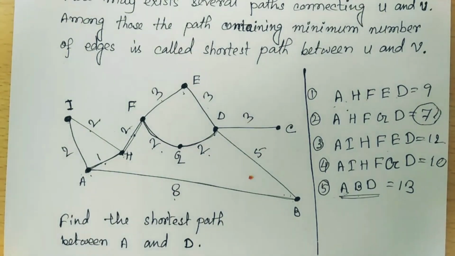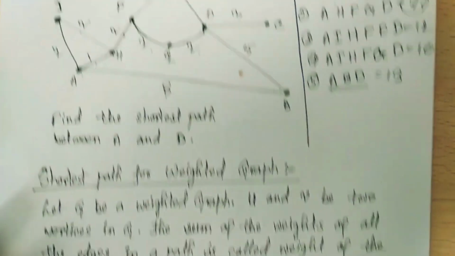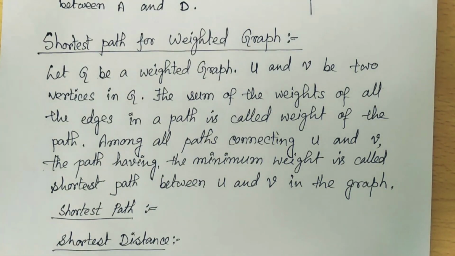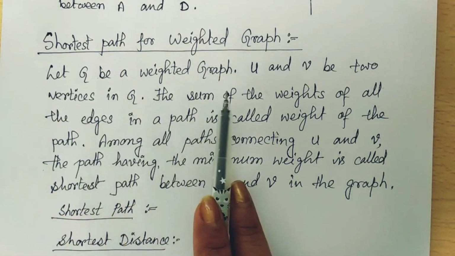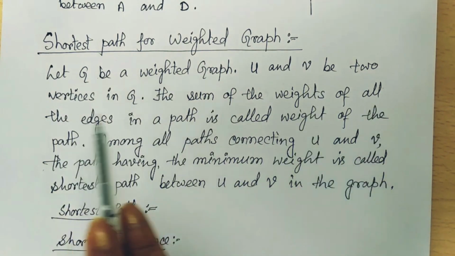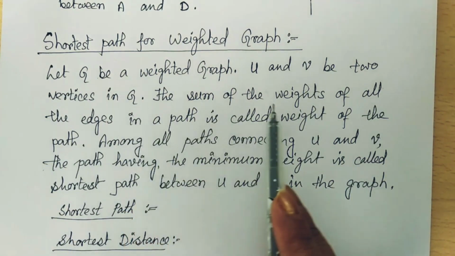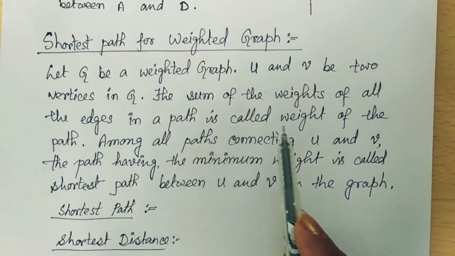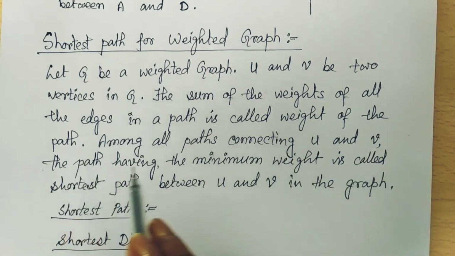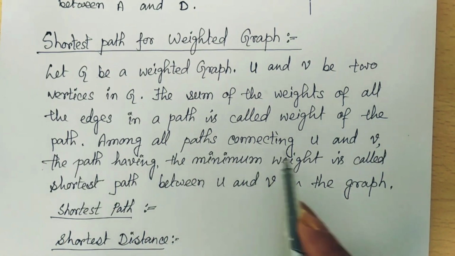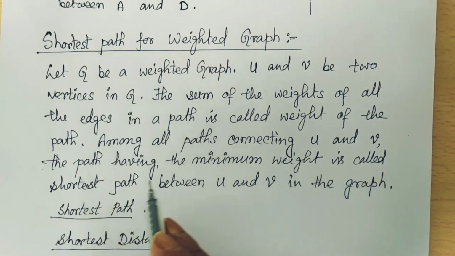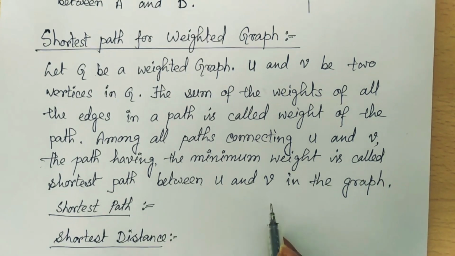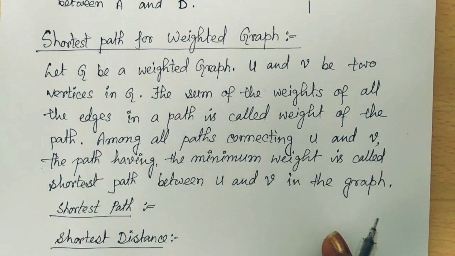So according to the situation, the shortest path will change. So for the weighted graph, for the definition we can say: let G be a weighted graph, and U and V be two vertices in G. The sum of the weights of all the edges in a path is called the weight of the path. Among all the paths connecting U and V, the path having the minimum weight is called the shortest path between U and V in the graph.